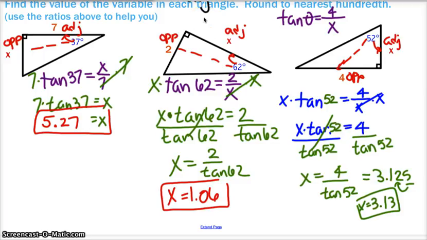Okay, so here are the answers for the first one. X equaled 5.27, middle x equaled 1.06, and for the third, I needed to round. X equaled 3.13. I rounded because if we're rounding to the nearest hundredth, this value is 5 or higher, so it rounded up.